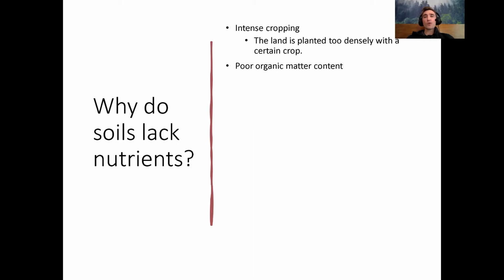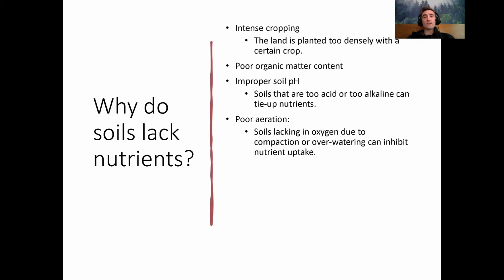You may have poor organic matter in the soil, and that organic matter contains minerals, but also contains the organisms that unlock minerals and make them available to your plants. You may have an improper soil pH. As we have learned, if the soil is too acid or too alkaline, that can tie up nutrients.